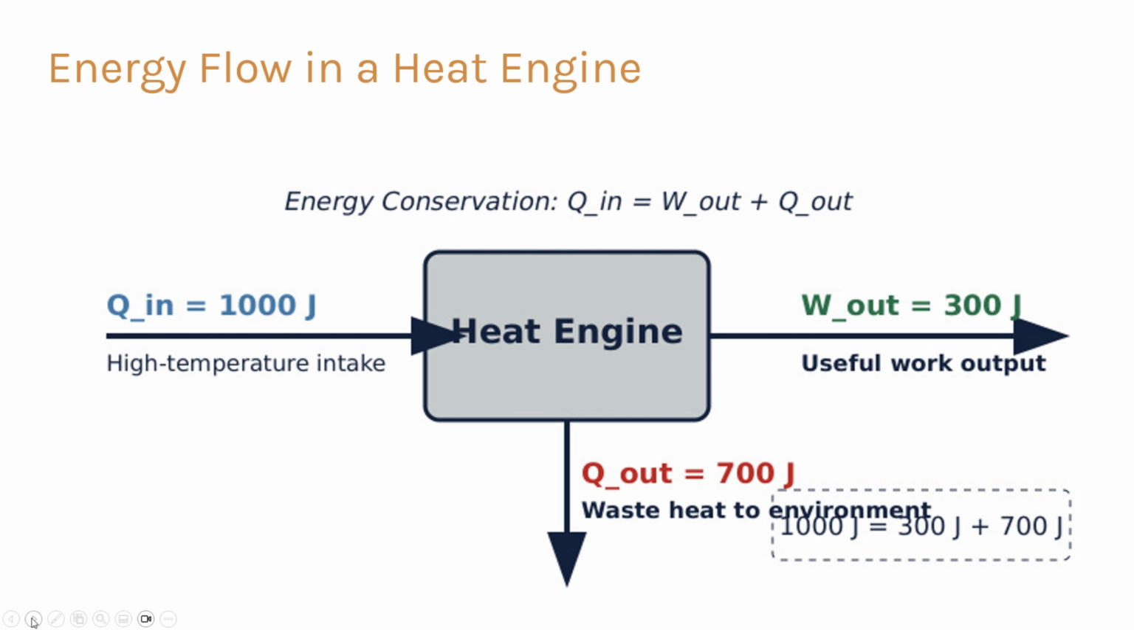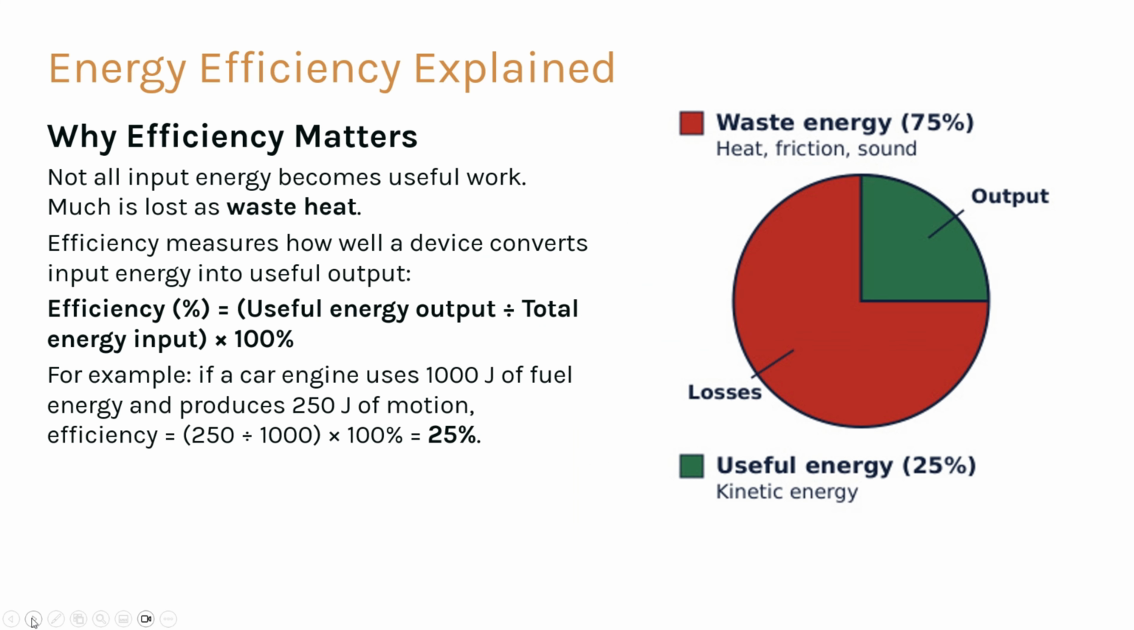Energy efficiency explained. This brings us to the idea of efficiency. Efficiency tells us how well a device converts input energy into useful output energy. Efficiency is calculated using useful energy output divided by total energy input, multiplied by 100%. For example, if a car engine takes in 1,000 joules of energy from fuel and produces 250 joules of useful motion, the efficiency is 25%. This means 75% of the energy is lost, mostly as heat.